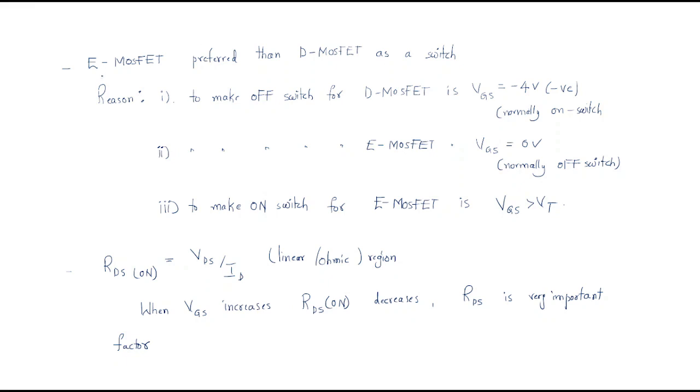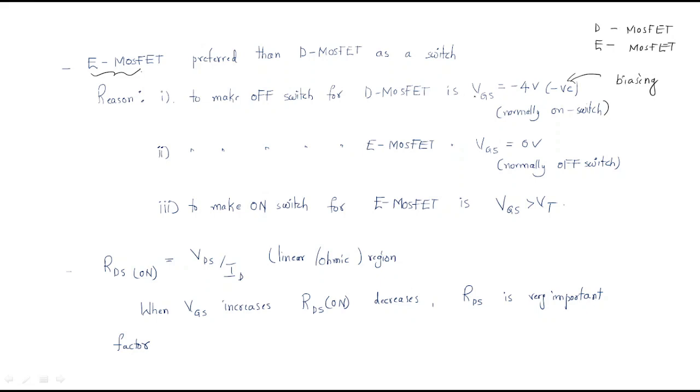Next. Here we have two types of MOSFETs. One is the D MOSFET and the other is the E MOSFET. Of these two, E MOSFET is preferred over the D MOSFET as a switch. Why? We have to discuss the reason. Look here. To turn off the D MOSFET switch, VGS must be negative. So we should apply some biasing here.